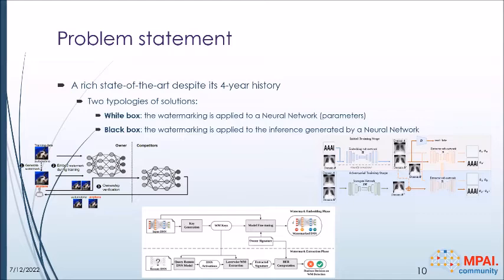And we have two typologies of solutions for neural network watermarking. The first one is the white box, that is, the watermark is applied to the neural network itself. It assumes that the user can access the model, the parameters. And the black box assumes that the user cannot access the model, so the watermark should be recovered from the inference generated by that neural network. Next slide, please.